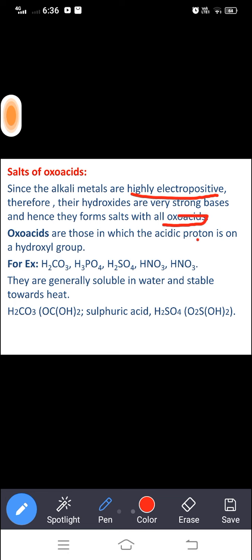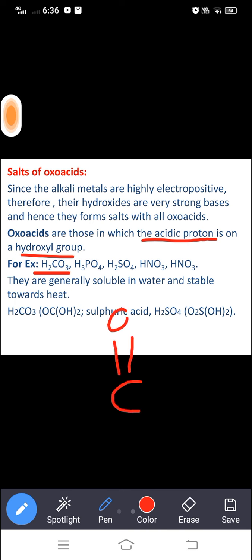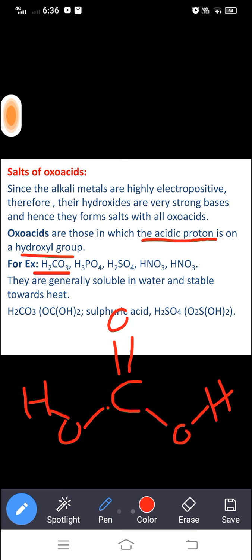First of all, you want to know what an oxoacid is. Oxoacids are those which have an acidic proton on the hydroxyl group. Again, I am repeating, acidic proton on the hydroxyl group. For example, if you want to understand, I draw the structure of H2CO3. We can draw it like this. See here, in this, where is the OH group? This is called the acidic proton. So the acidic proton is present in the hydroxyl group, that means in the OH.